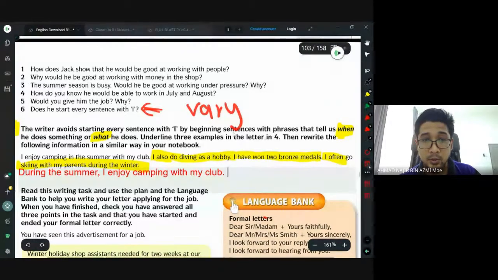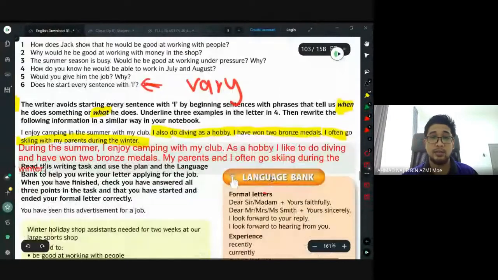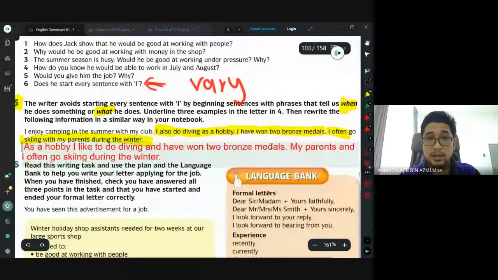Thank you. Okay, so as a hobby, this is what I wrote. As a hobby, I just delete this part. I like to go diving and have won 2 bronze medals. Yes, that's a good idea. You combine the two sentences, but dia berkaitan kan? The bronze medals from diving.